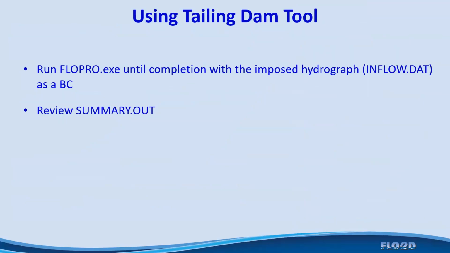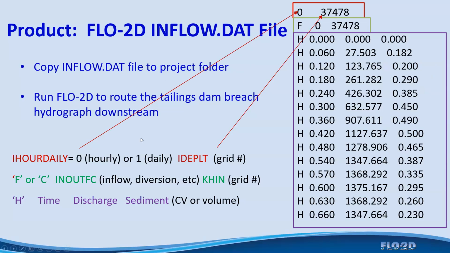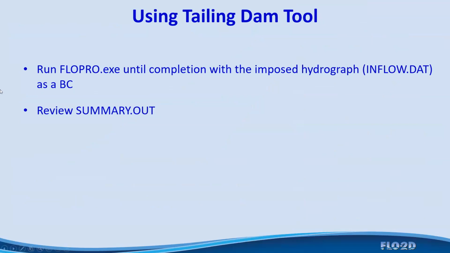Okay, so now that we have this inflow.dat file, we are ready to take this inflow.dat file to your project folder by reading the inflow.dat file back into the QGIS plugin. And that's something that we show step by step in our hands-on lesson, the one that I'm going to share with you at the end of this presentation. And then we are ready to run the FLO-2D model, okay? So you run the FLO-2D model until completion.